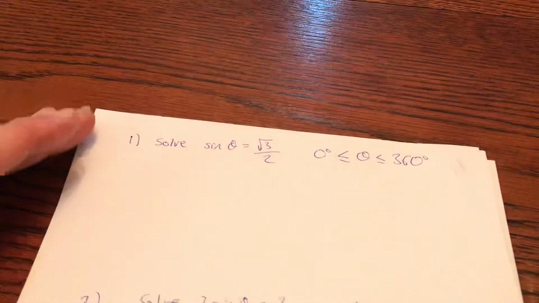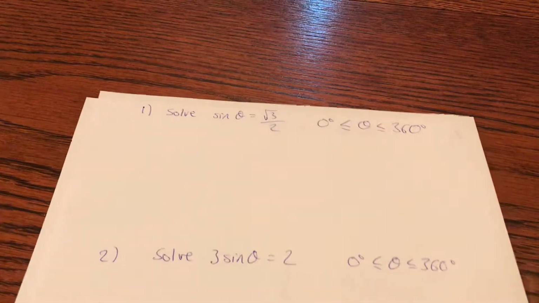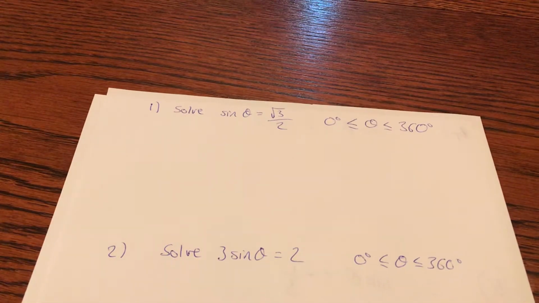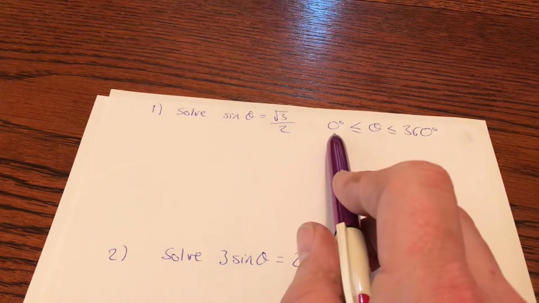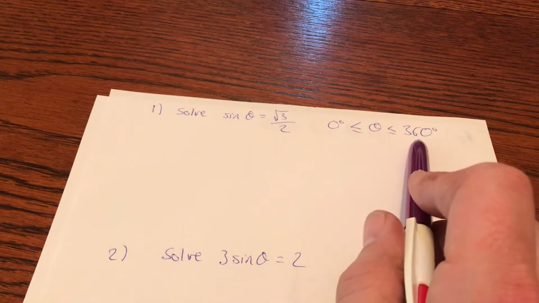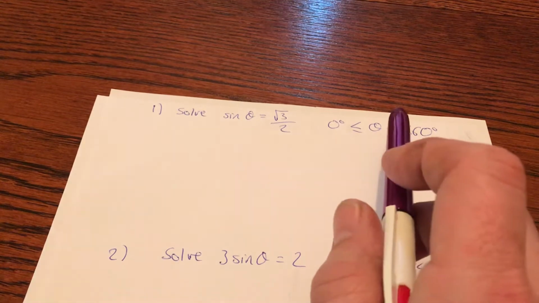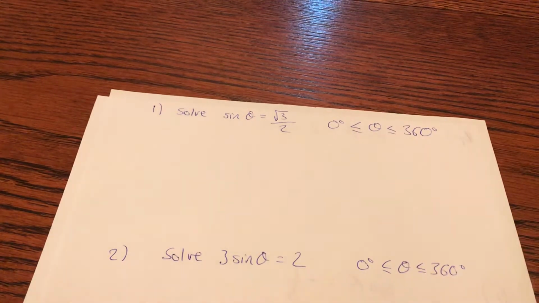Right, let's get into solving some equations. I've got some prepared. We're going to have a go with the calculator. So see that sine theta equals √3/2. You've got to restrict it. We're going to say, okay, between 0 and 360. If they don't have that, you've got an infinite number of solutions.